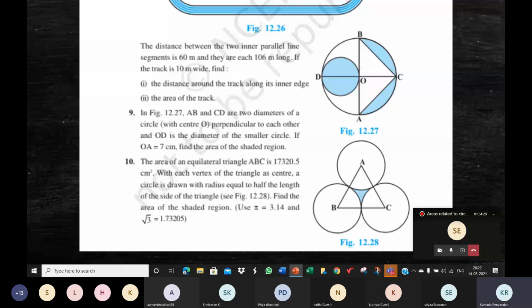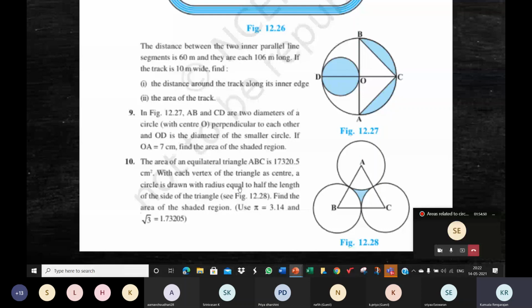So the side is equal to square root of 40,000, which is 200. So we found the side of the equilateral triangle. Now, why did we find that? We need to find the radius of the circle. And it's given that the circle is drawn with the radius equal to half the length of the side. That's why we found the side.